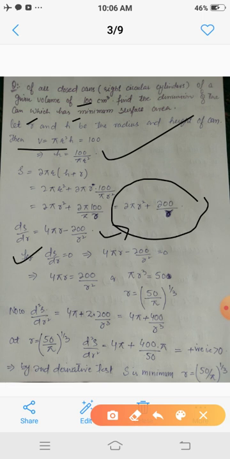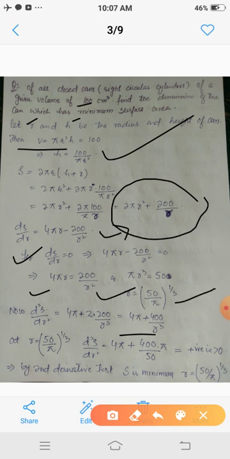For the critical point, ds by dr is 0, that is r equals (50 upon pi) whole raised to the power 1 by 3, that is the cube root of 50 upon pi. Now d2s upon dr square is 4 pi plus 400 upon r cube. Now this is the critical point.